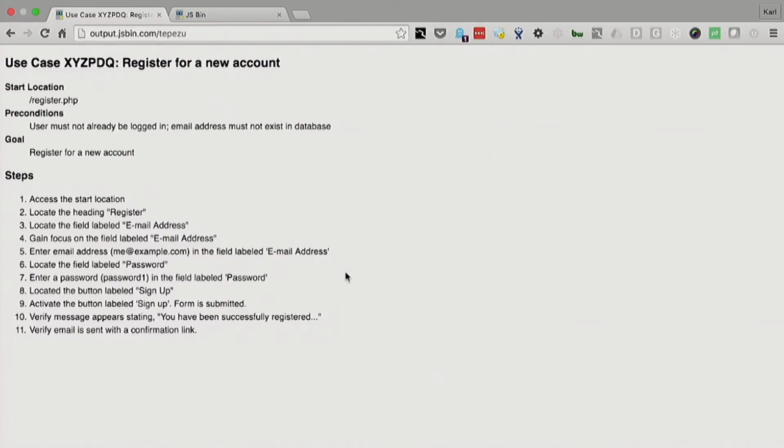Locate the button, sign up, activate the button, sign up. And when I write use cases like this, I separate out these steps. You know, because you could just say activate the sign up button, but the problem is what we want to do is first find the sign up button, because keyboard focus, gaining access to it, is an important step as part of this process. But it's still part of just the regular old acceptance test.